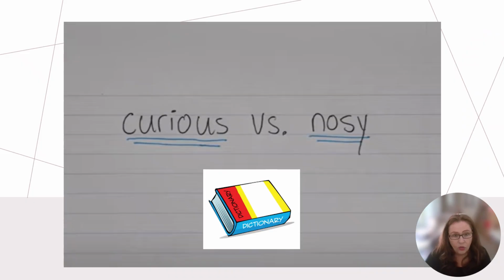So even though two words may have the same denotation, the same dictionary meaning, the words can have different tones, different energies, different connotations.